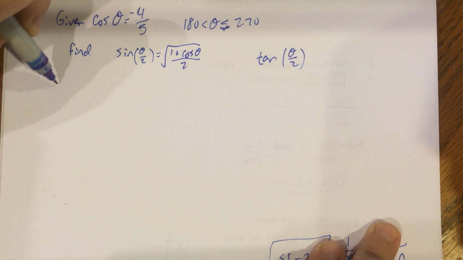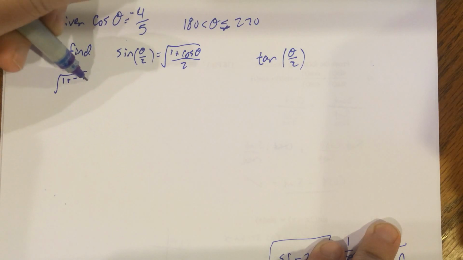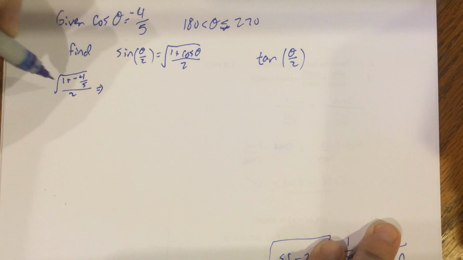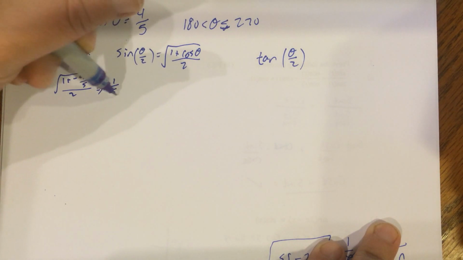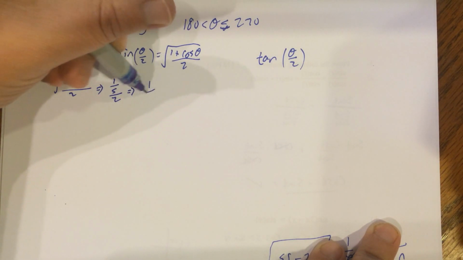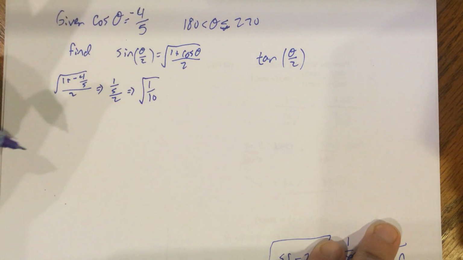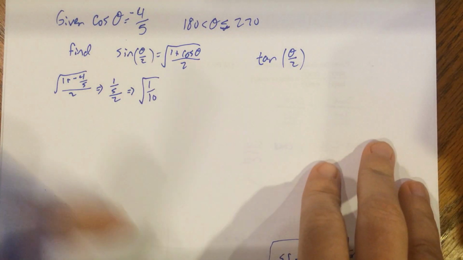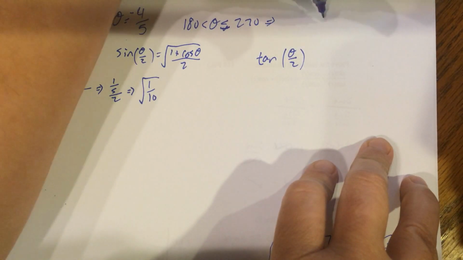So this is just going to be the square root of 1 plus negative 4 over 5, all over 2. So 5 over 5, I should get 1/5 over 2, which should give me 1/10. So I should have that. Don't forget this is theta, and I'm looking for sine of theta over 2, so let's real quick write out what theta over 2 would be.